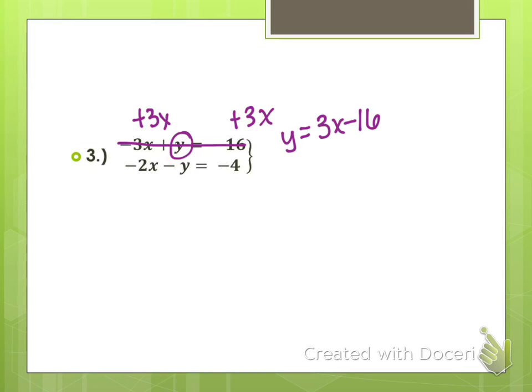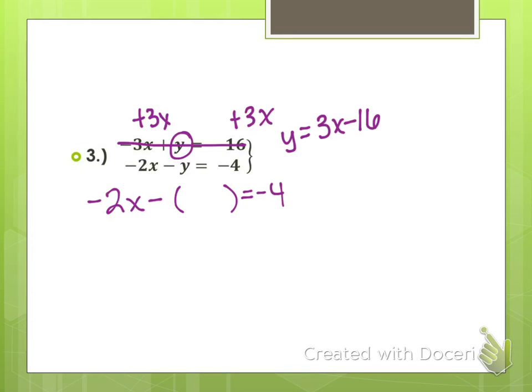Now I need to rewrite the other equation, and I need to leave a blank for... who can defend their answer? Keon? Good. We leave a blank for y because we solved for y. If y is what's alone, that's what we have to leave a blank for in the other one. Whatever variable you just solved for, that's the one that gets the blank in the other equation. So negative 2x minus blank equals negative 4.